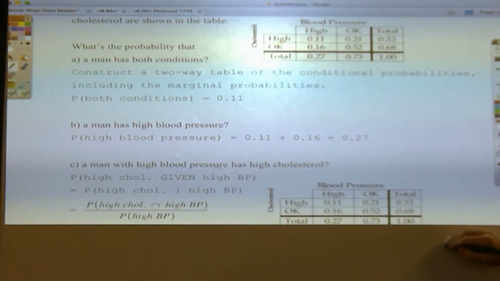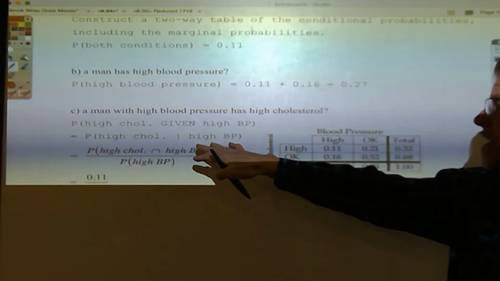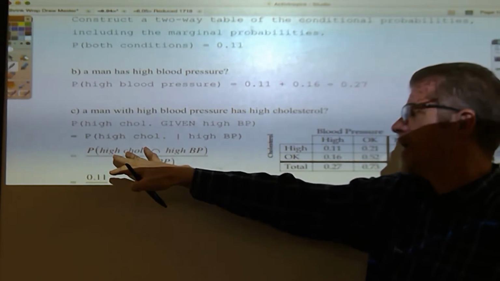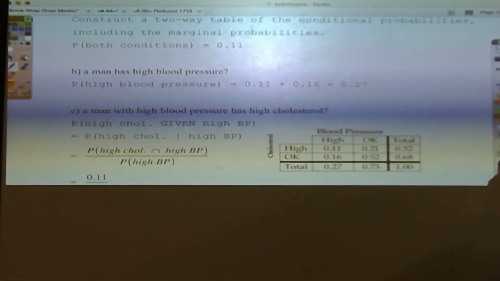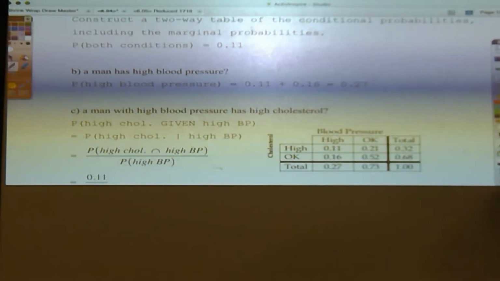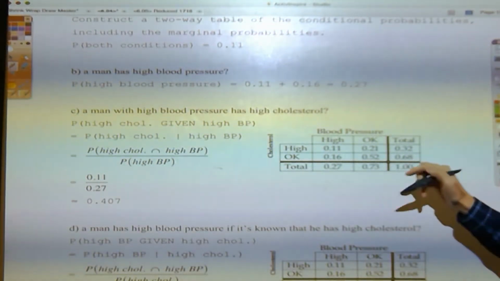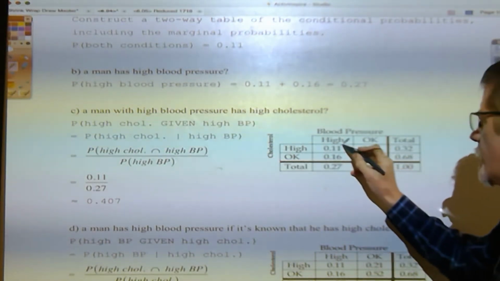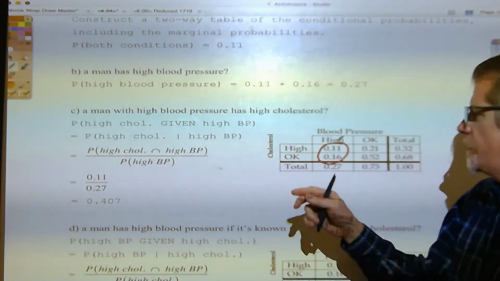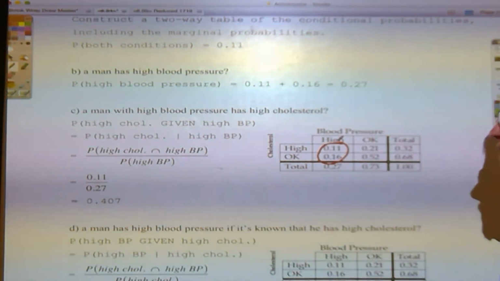The probability that a man with high blood pressure has high cholesterol. So we know for sure he has high blood pressure. That comes after the slash. What we don't know is whether he has high cholesterol. So we shrink the universe down, we apply the heat gun, and now we have the high blood pressure sub-universe, and we look at the probability of high cholesterol. So it's 0.11 divided by 0.27, which will give you 0.407.